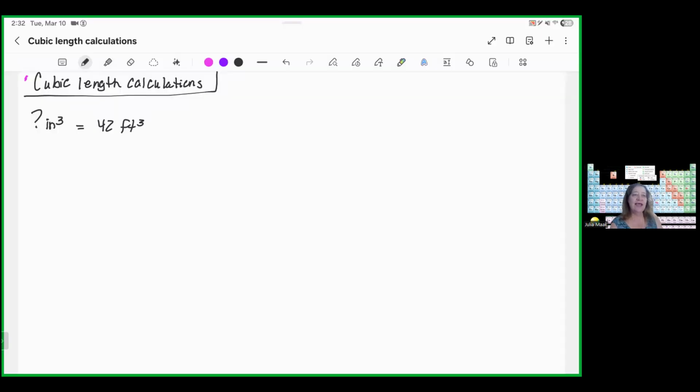So I have this question here. We're looking for how many cubic inches I have in 42 cubic feet. We know that 1 foot is 12 inches. But you see right here, I have 3 feet units that I need to cancel. So this single foot unit doesn't do it. The best way to do this so you don't forget to cube everything is to write this down 3 times.